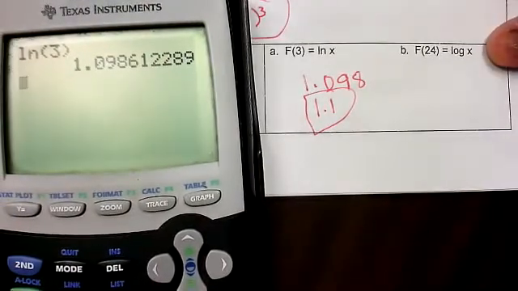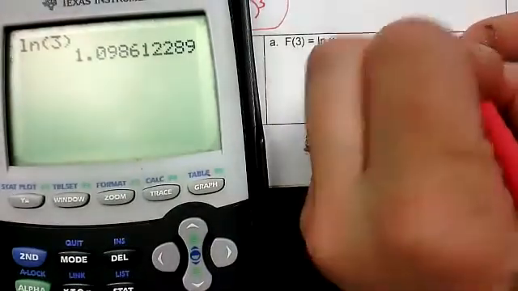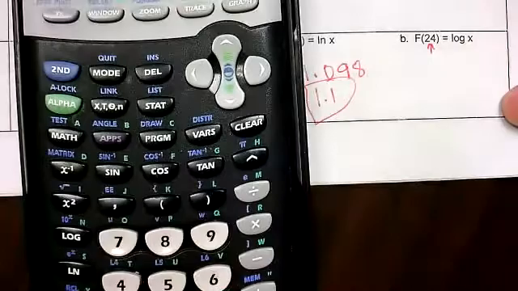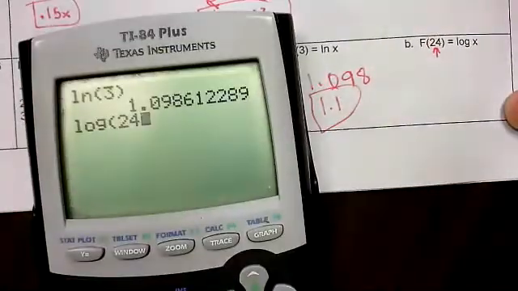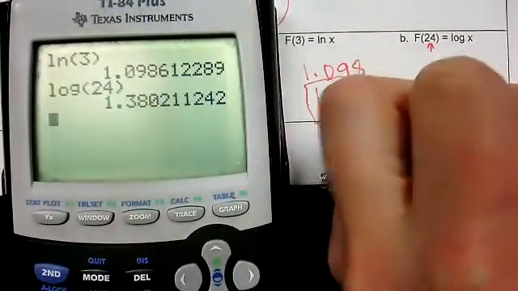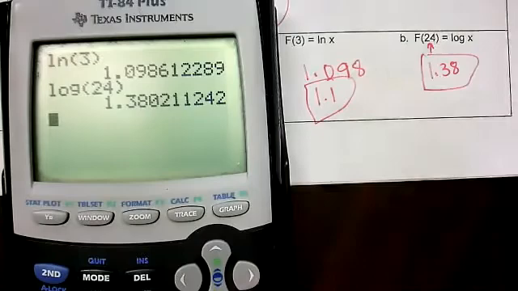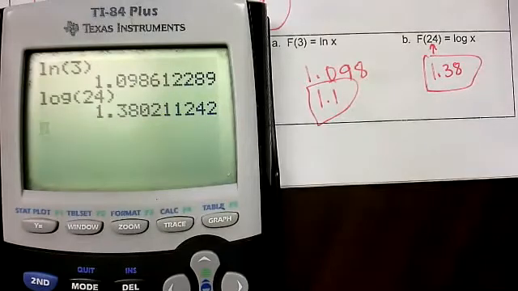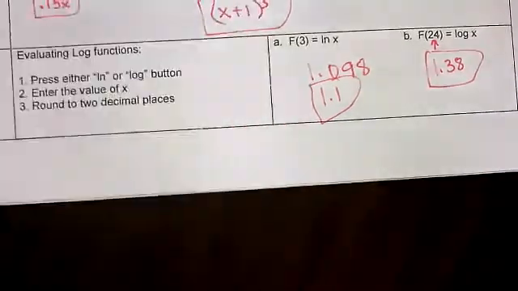So then I'm going to do log of x. Remember, whatever's in the parentheses is what you're plugging in for x. So I'm going to come down here and hit my log button. Then I'm going to type in 24, enter, and I get 1.38. That's all we had to do on that one. We're just plugging an x value in. So you're seeing that log and ln actually correspond to a number.